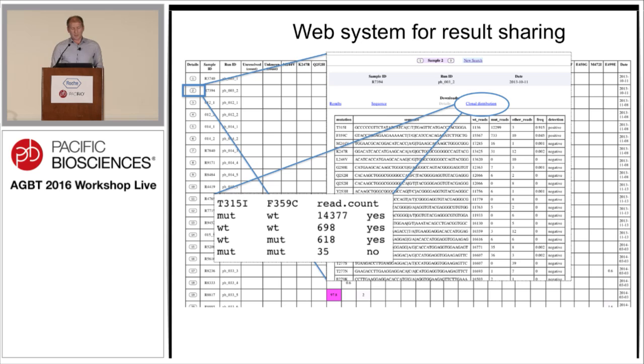Here we have counted the 315 mutation and the 359 mutation. We look at each read and see if it is wild type or mutation, and then we can compile tables like this. In this case, these 2 mutations are seen to occur on different alleles.